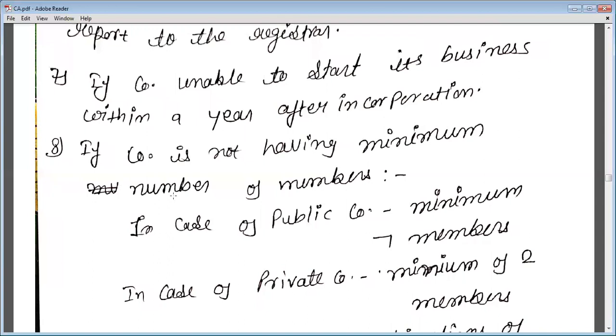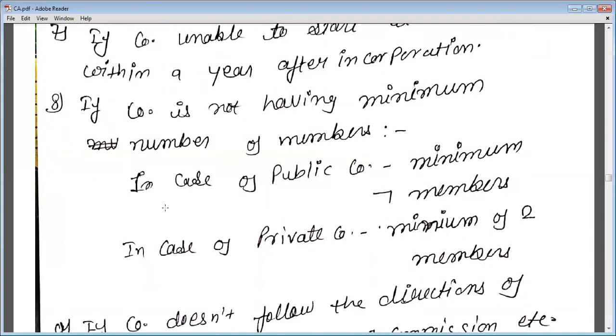So what is the limit, or what is the minimum requirement of persons or members? In the case of a public company, a minimum of 7 members must be there as per the Companies Act. If you are running a private company, then in that case a minimum of 2 members will be there in your company. So in your company there must be 2 members. Okay, this is the rule of the Companies Act 2013.